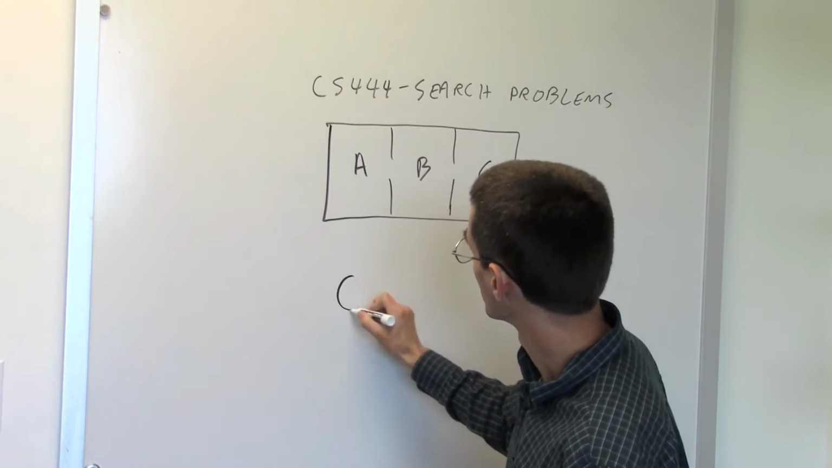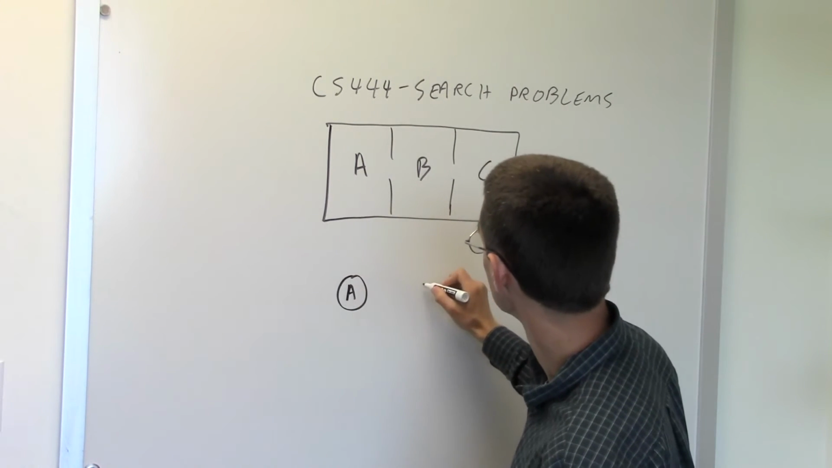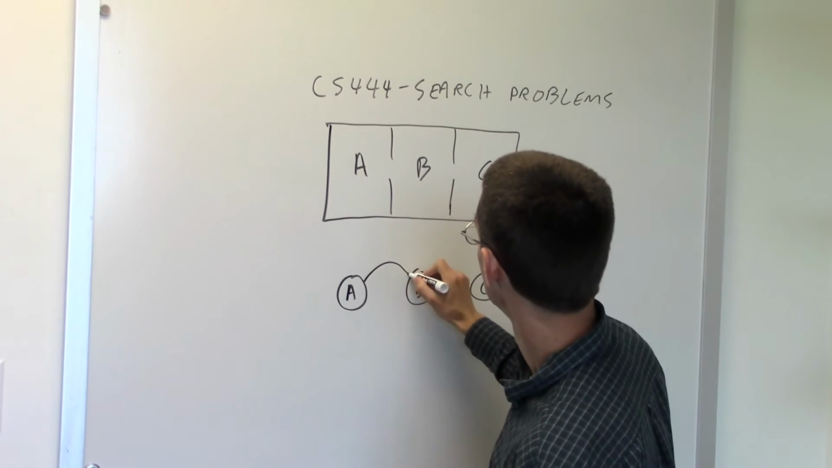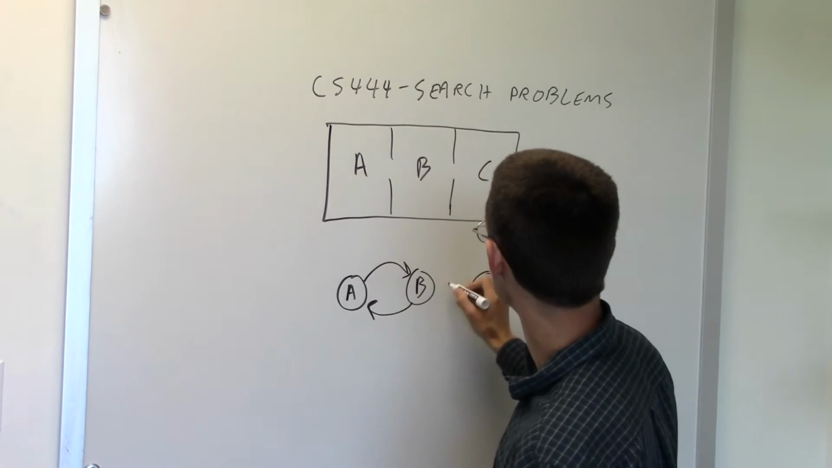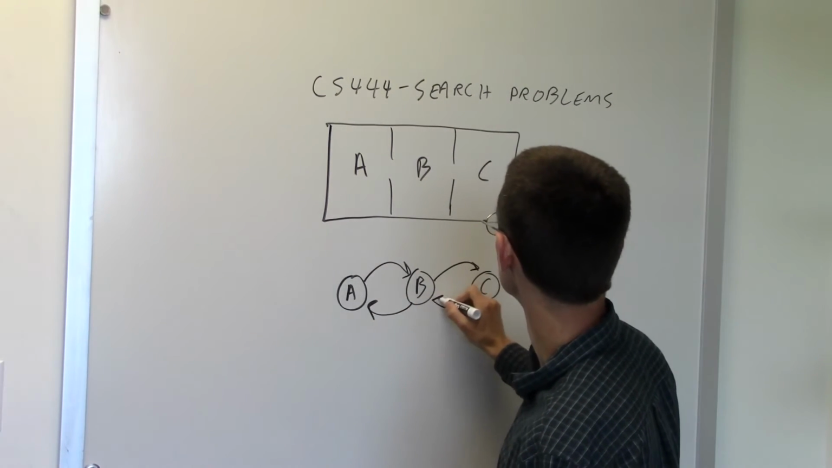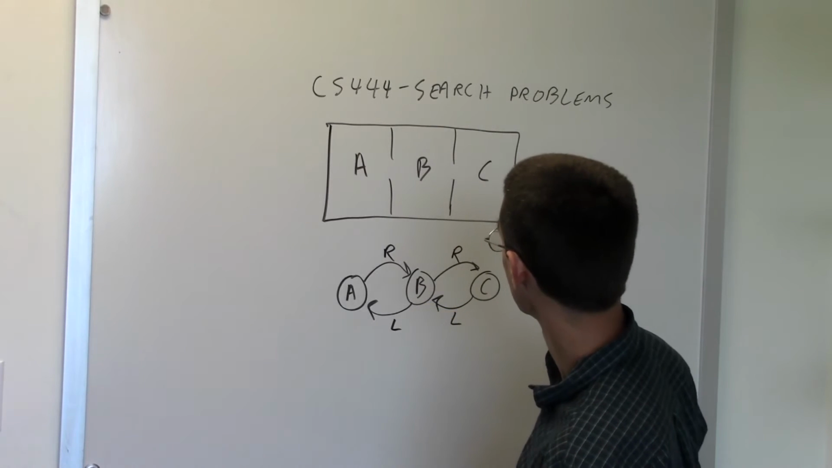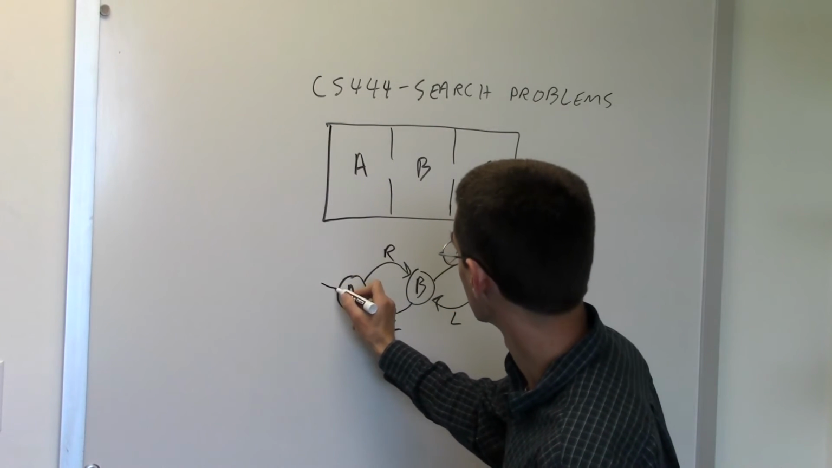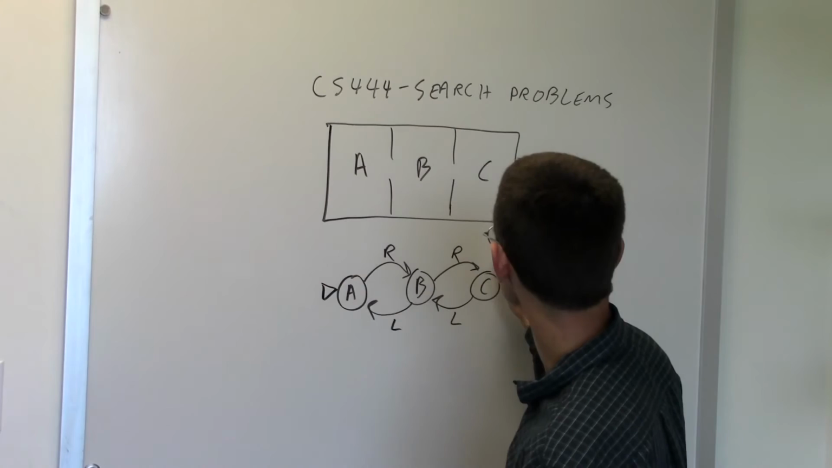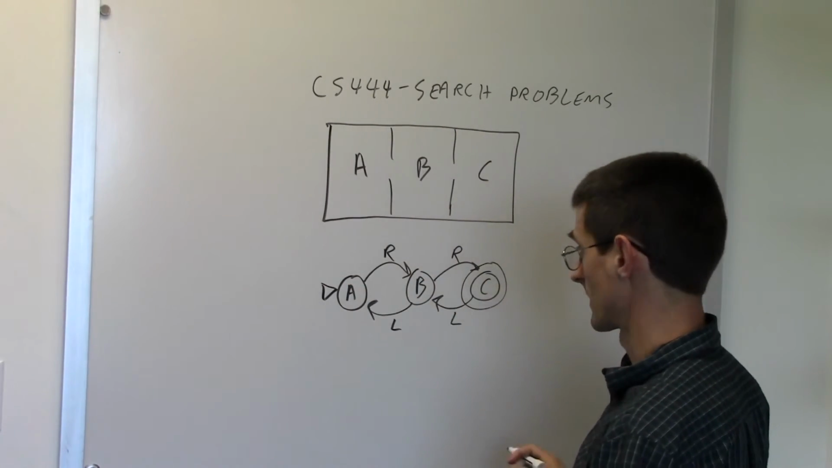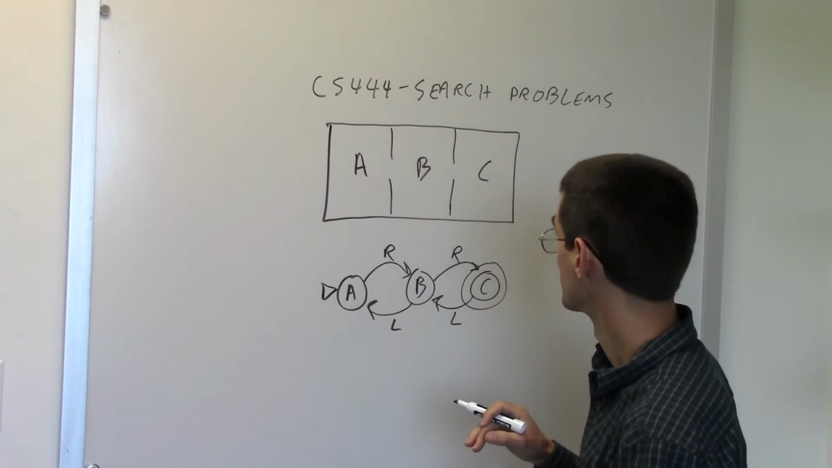So we can get the graph representation of this problem, something like this. A, B, C. And we've got edges representing the fact that he can move back and forth between these rooms. We could label these edges. This is a right, this is a left, and a left. And maybe we could represent the fact that this is a start state like this, and that this is a goal state like this. So here's our graphical representation of that problem. It's a ridiculously simple problem.